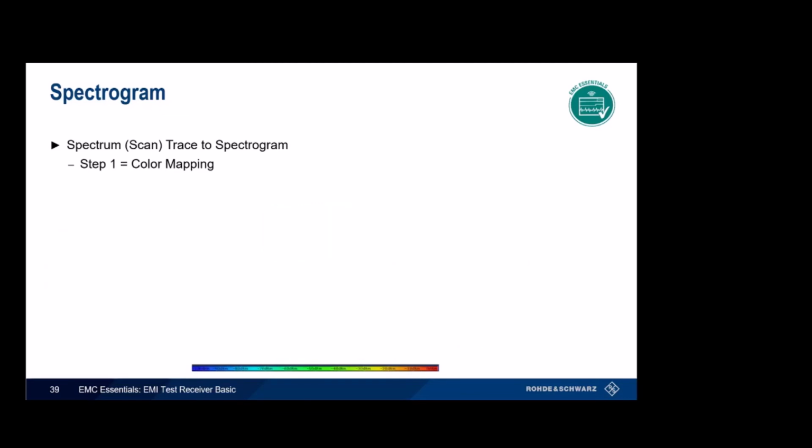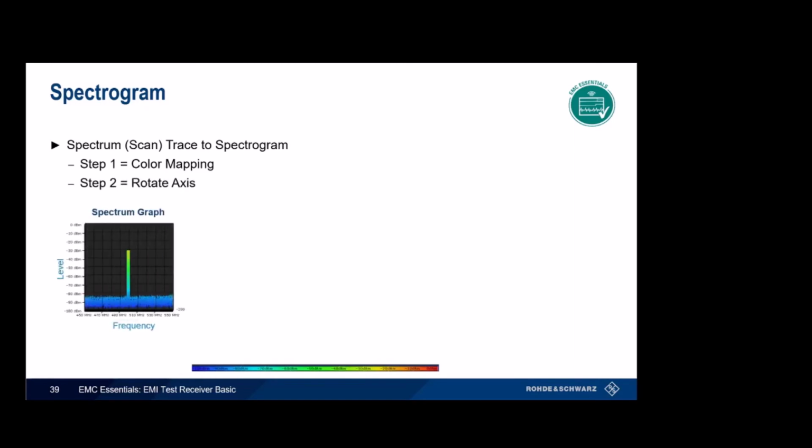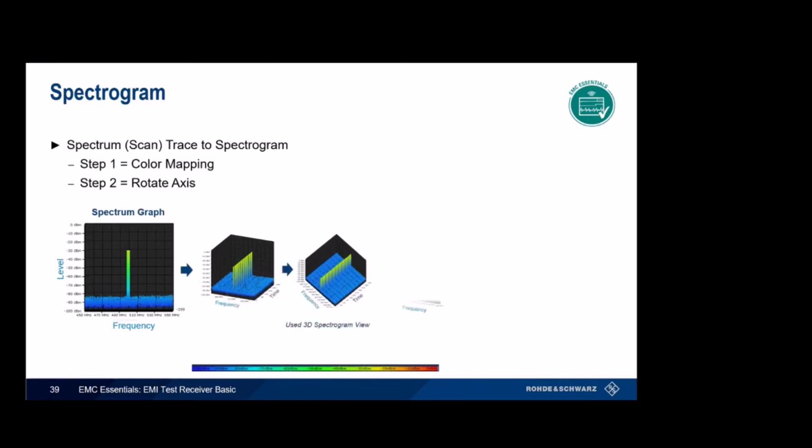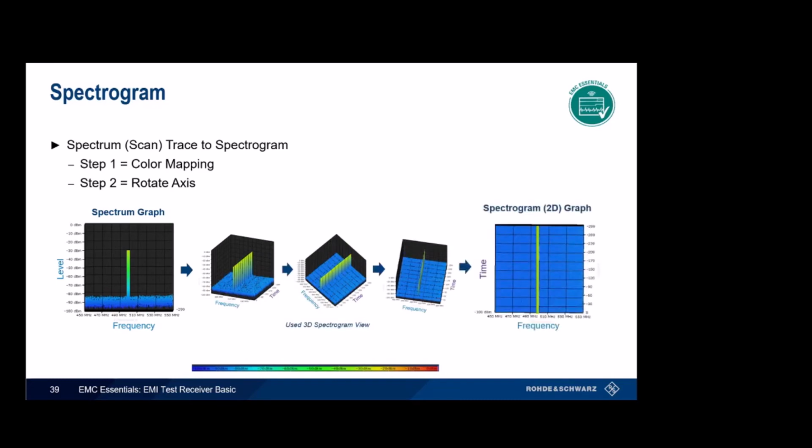After completing the color mapping though, the next step is to rotate the axis. And so we'll start with the normal axis, frequency versus level, and then we'll rotate it until we get to the spot where we're actually time versus frequency, but the color that we mapped before will now indicate the power level. So now we see time in the y-axis.